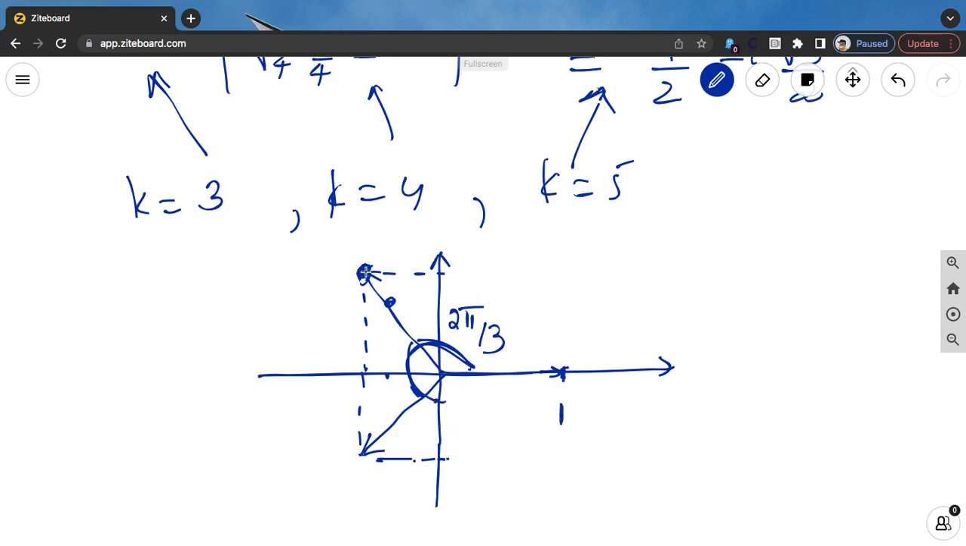So where are my roots now? If you join them, you will realize that the 3 roots are on an equilateral triangle.